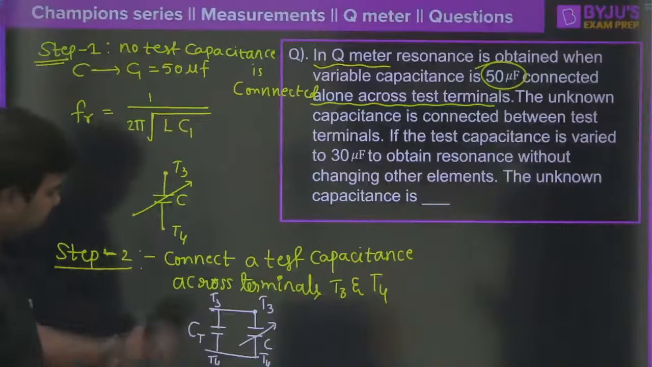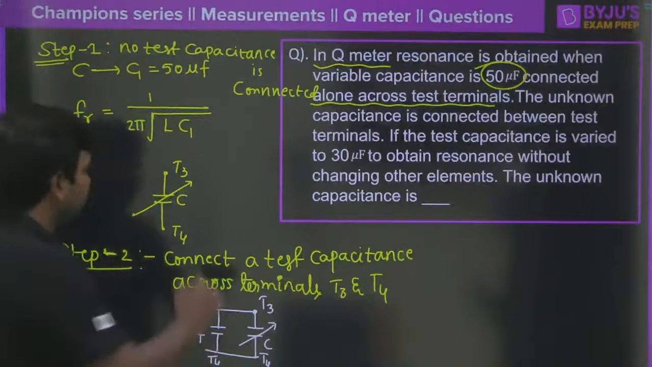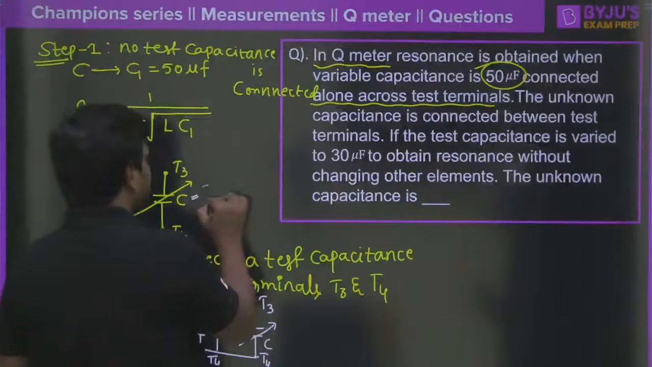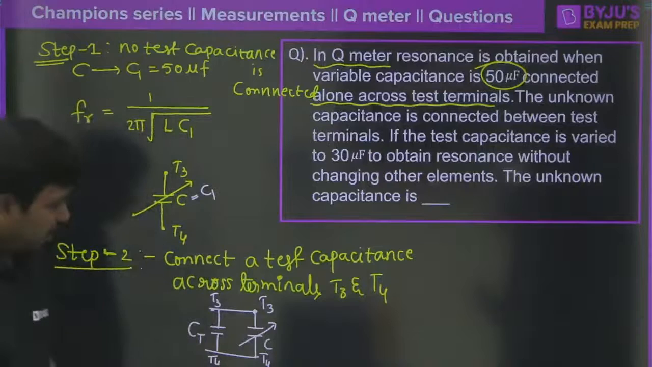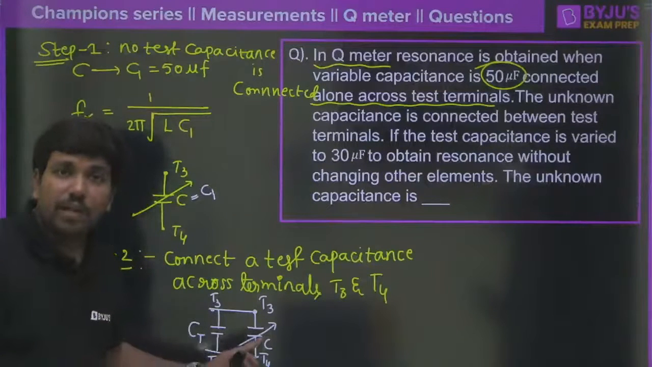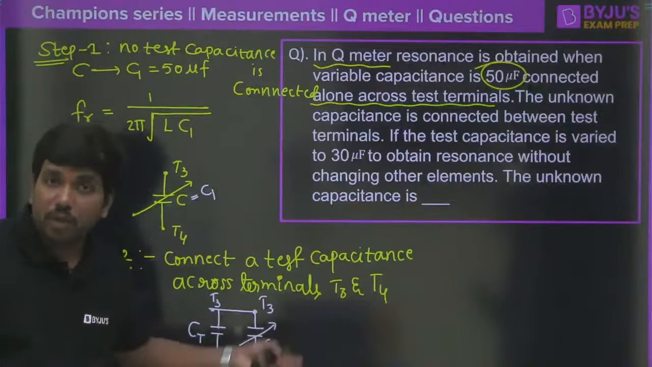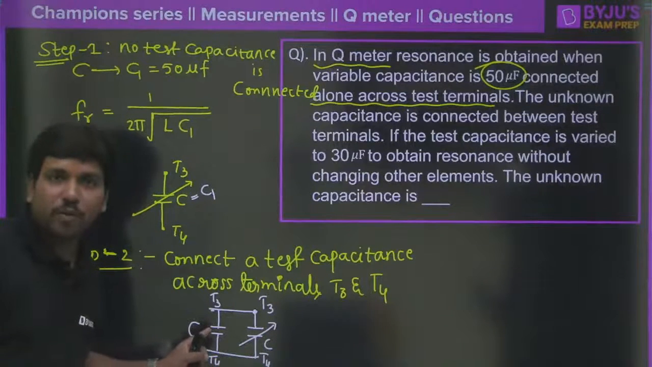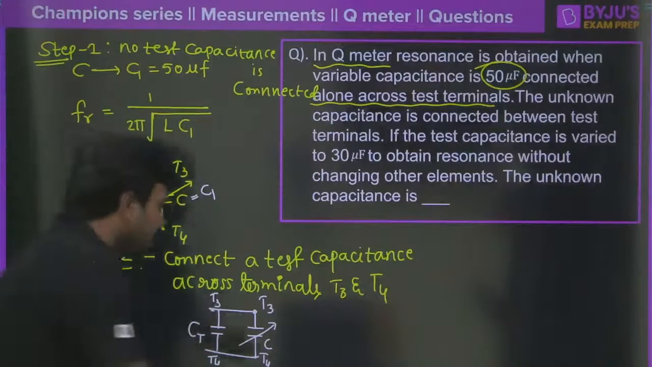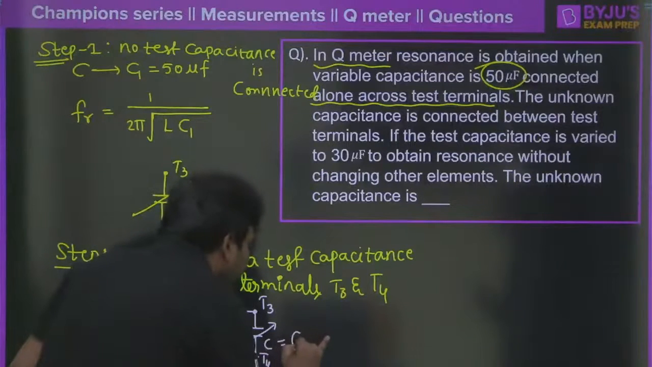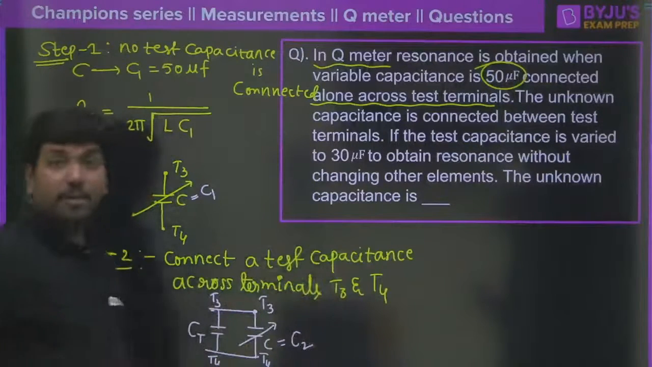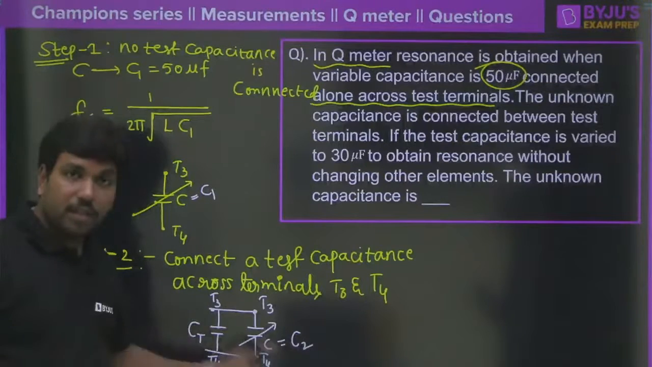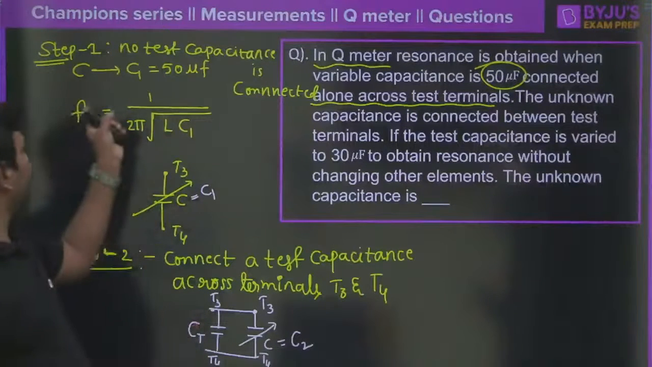Now can you tell me, in the first case we changed the value of C to C1 to get the resonance, but in the second case we need not change the value of C to C1 to get the resonance, correct? Why? This capacitance will also come into the addition here. That's why in the second case we require to change this capacitance only to some other value C2, such that we will get the same resonant frequency that we got here.